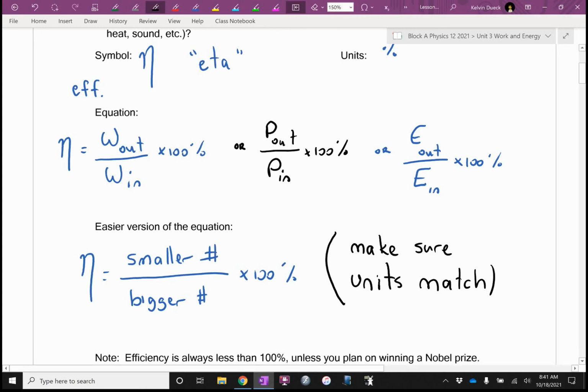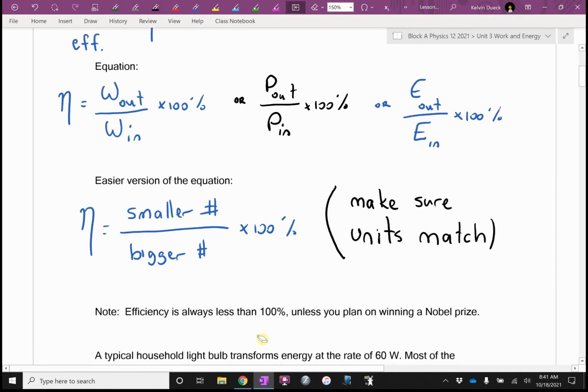Efficiency is always less than 100% unless you plan on winning a Nobel Prize. If you could design something that was more efficient than unity, as the fancy phrase goes, you would have what we call a perpetual motion machine. It would violate the laws of physics.